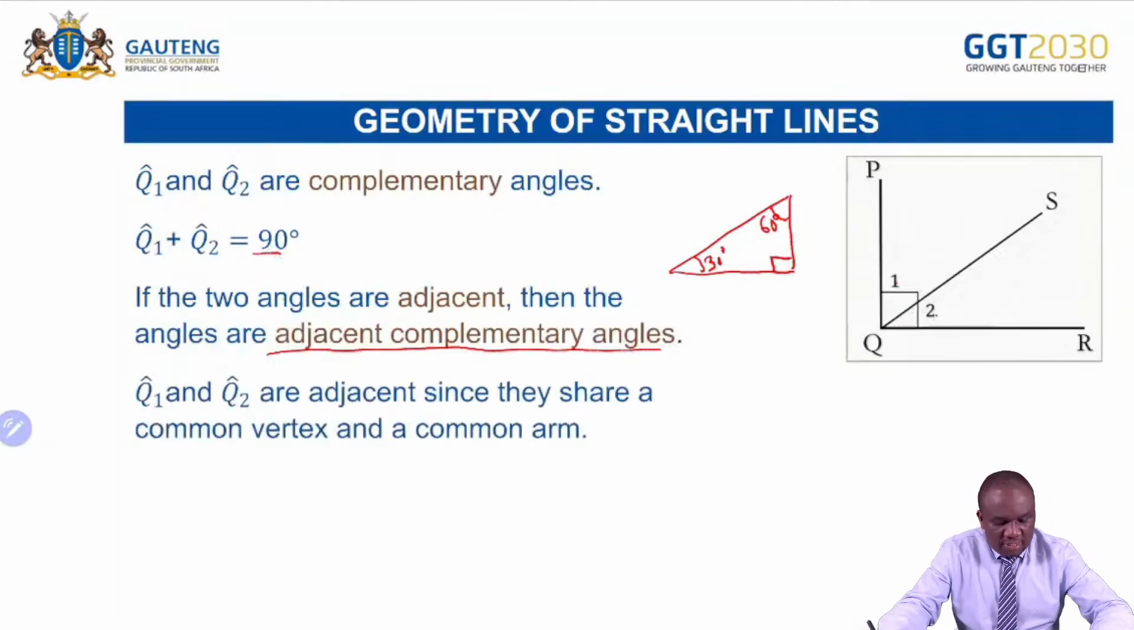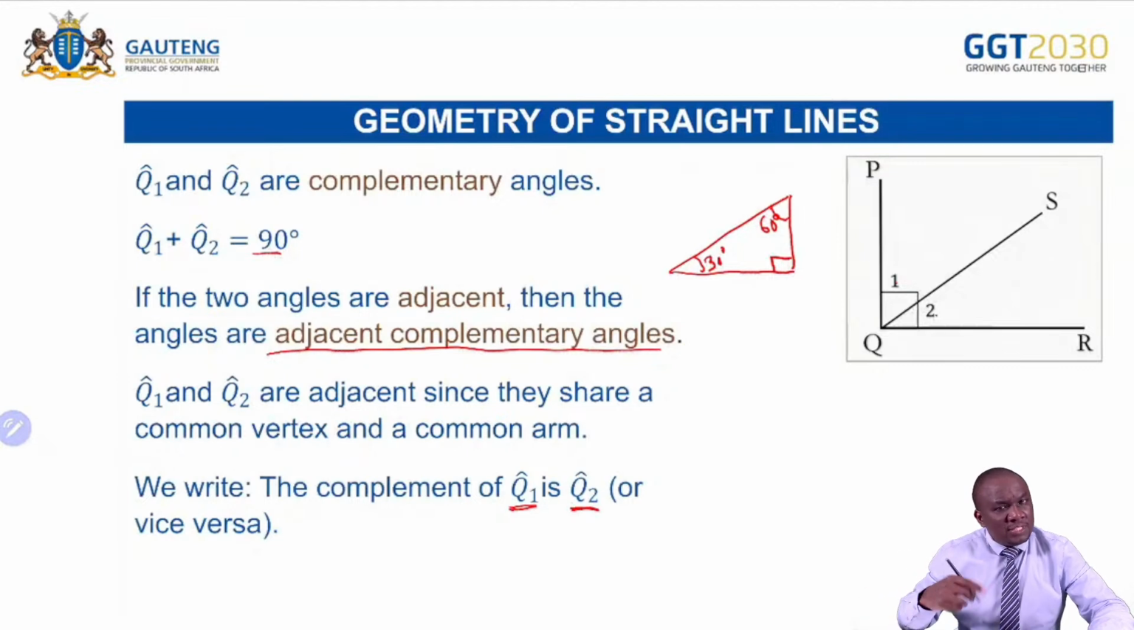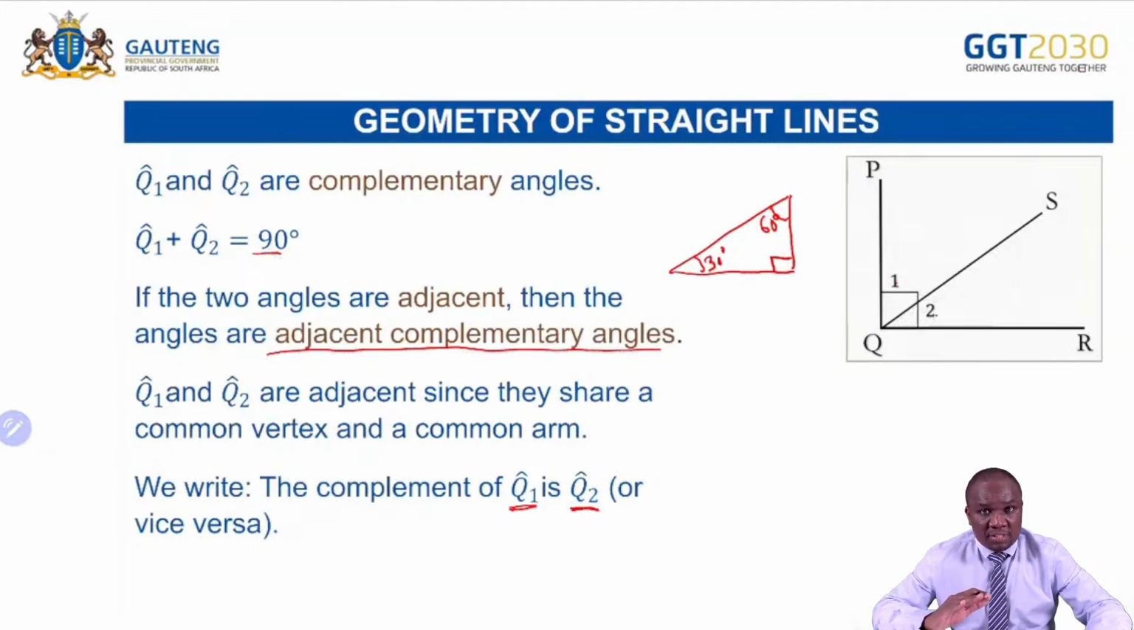Q1 and Q2 are adjacent since they share the common vertex and the common arm. We write the complement of Q1 is Q2, or vice versa. Q2 is the complement of Q1. Let me give you 1 minute to write short notes, the points that you think are the main points, just that, for 1 minute.